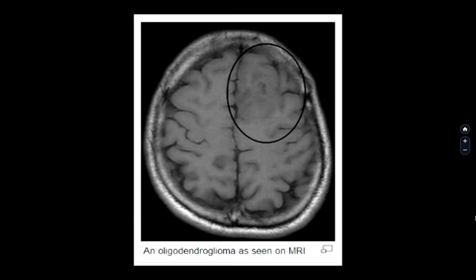What is the classic term used to describe oligodendrocytes and why? The term used to describe oligodendrocytes is fried egg cells, and the reason for this is because they have round nuclei with clear cytoplasm. What happens to oligodendrocytes in oligodendroglioma? In oligodendrogliomas, the oligodendrocytes are usually calcified.